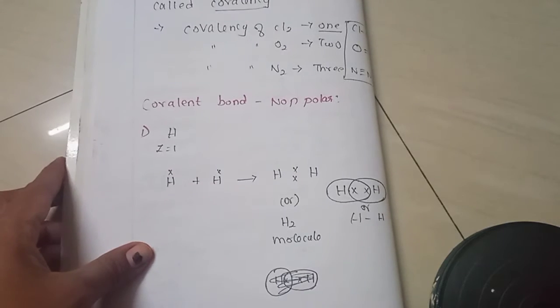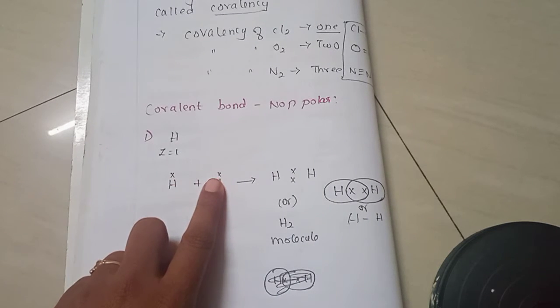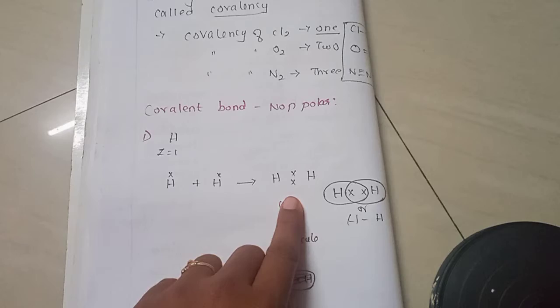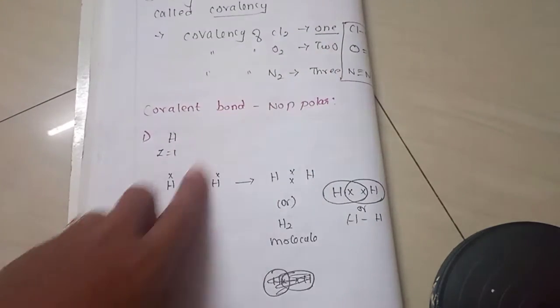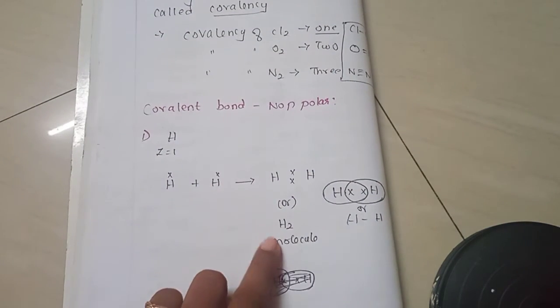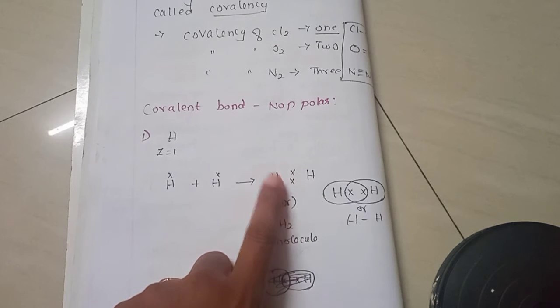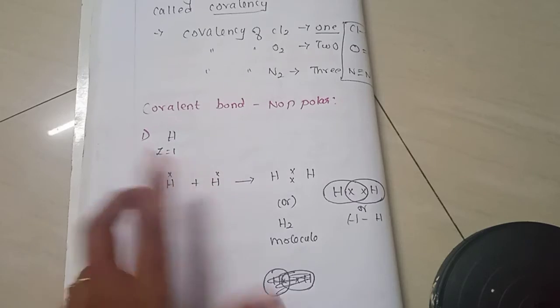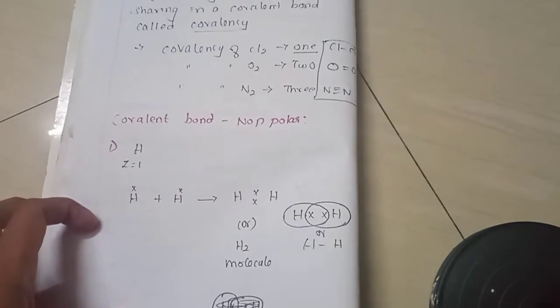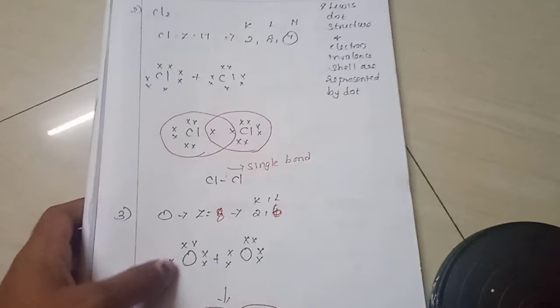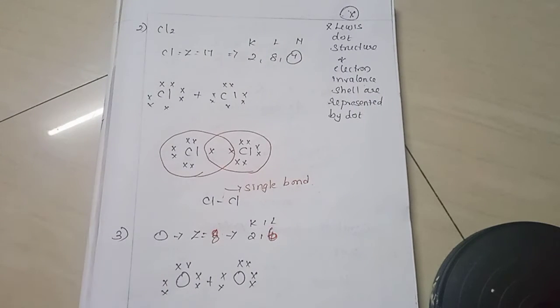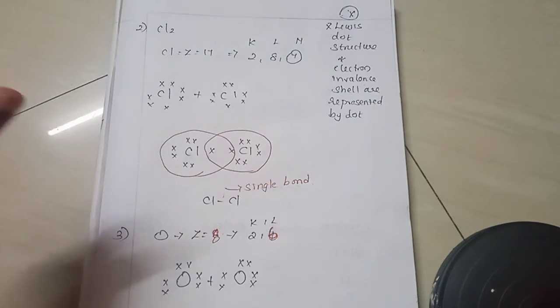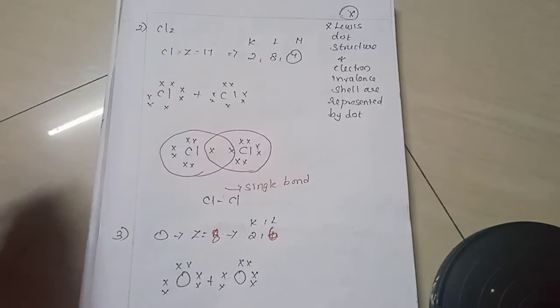Hydrogen will share 1 electron, hence it has a covalency of 1. In hydrogen and chlorine, the contribution of electrons from both atoms is shared equally. Hence it is called a non-polar covalent bond, and its covalency is also 1. When the electrons are shared equally, it is called a non-polar covalent bond.